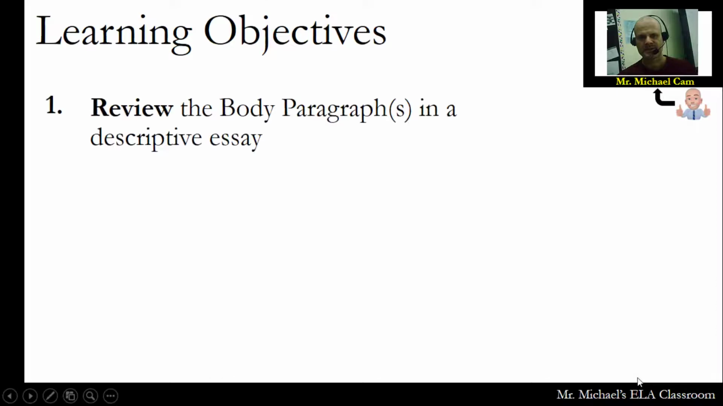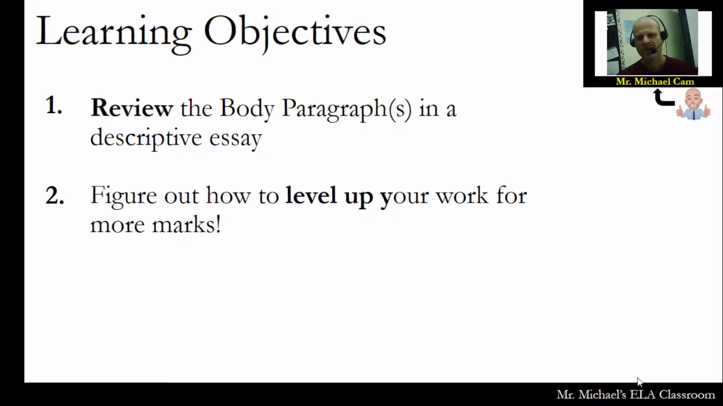Hello students. Today we're going to review the body paragraphs in a descriptive essay, and we're going to figure out how to level up your work for more marks.